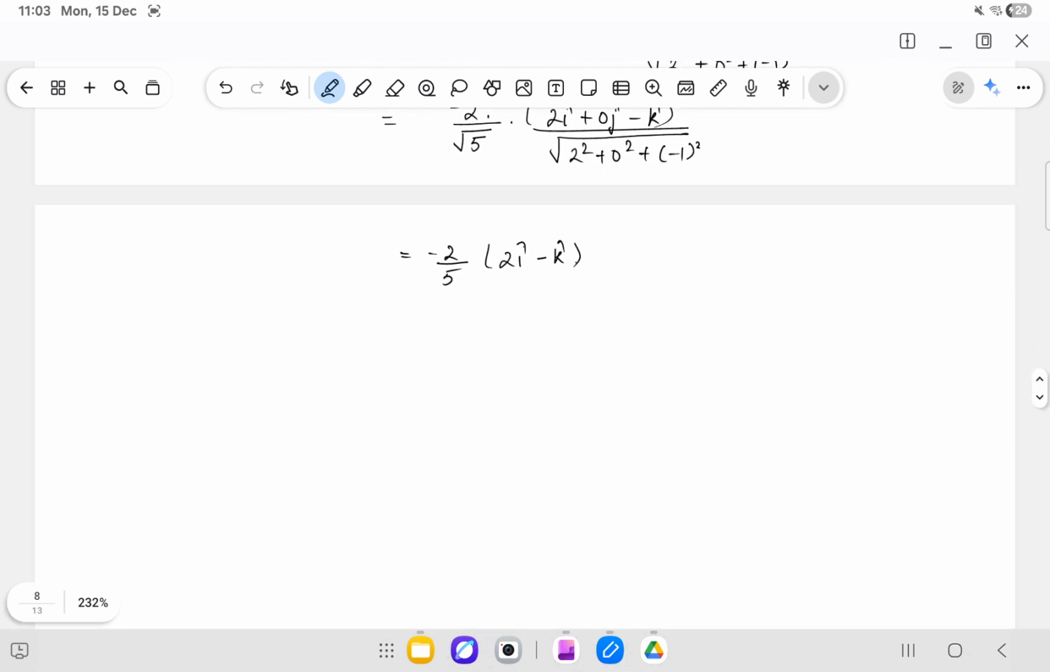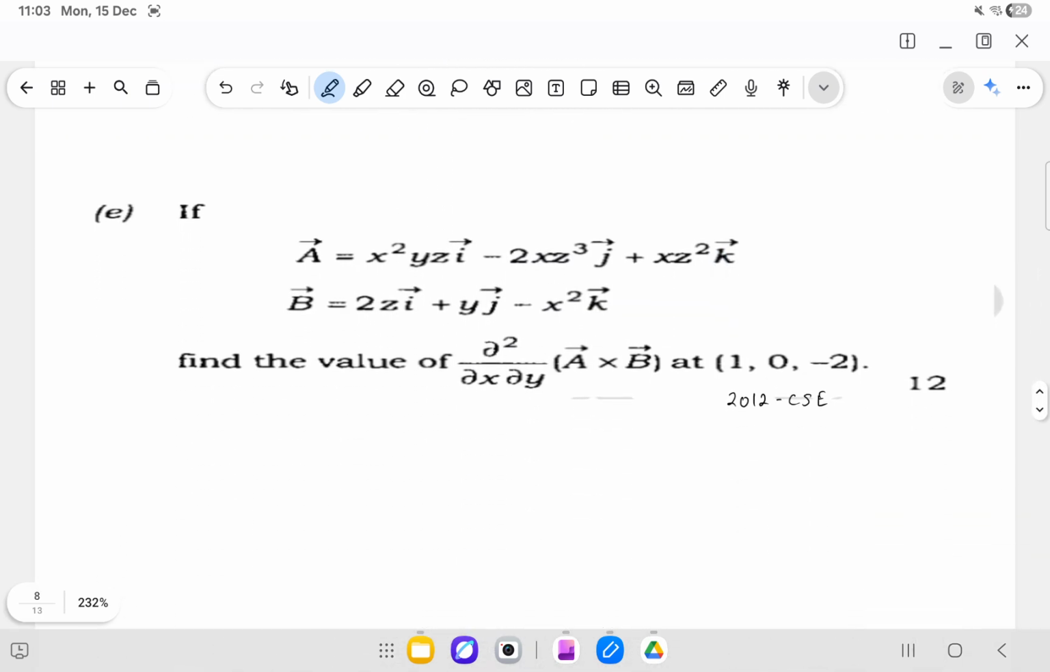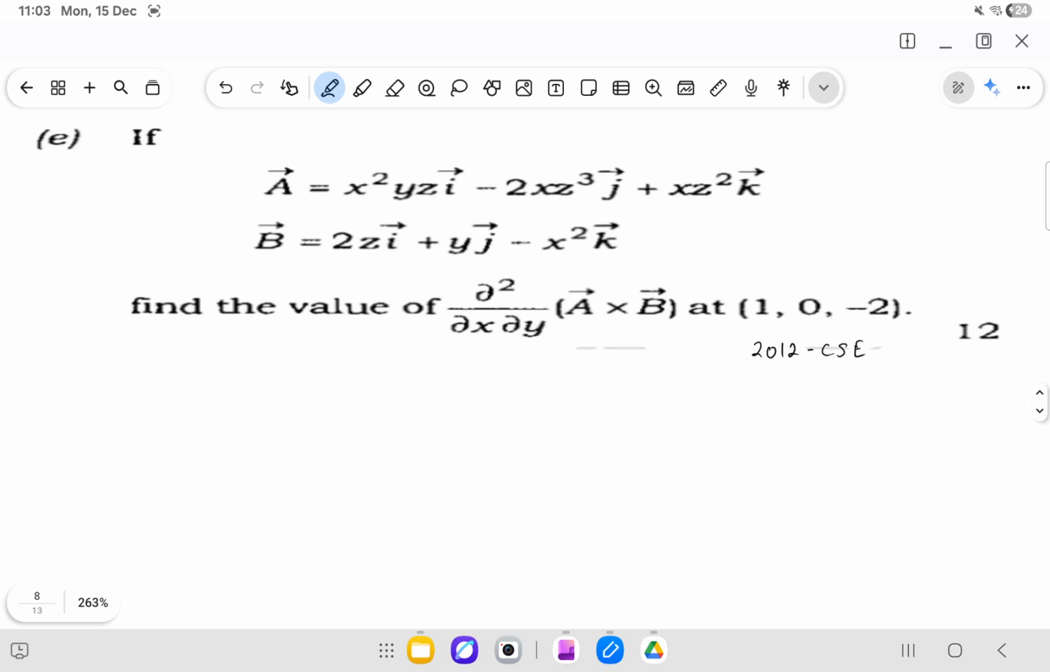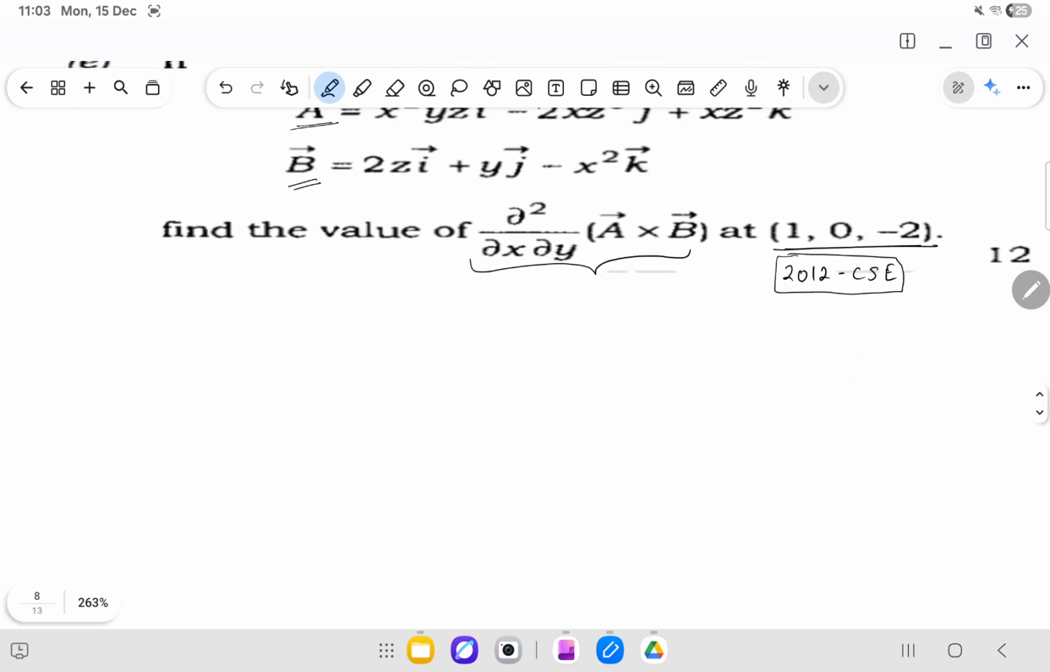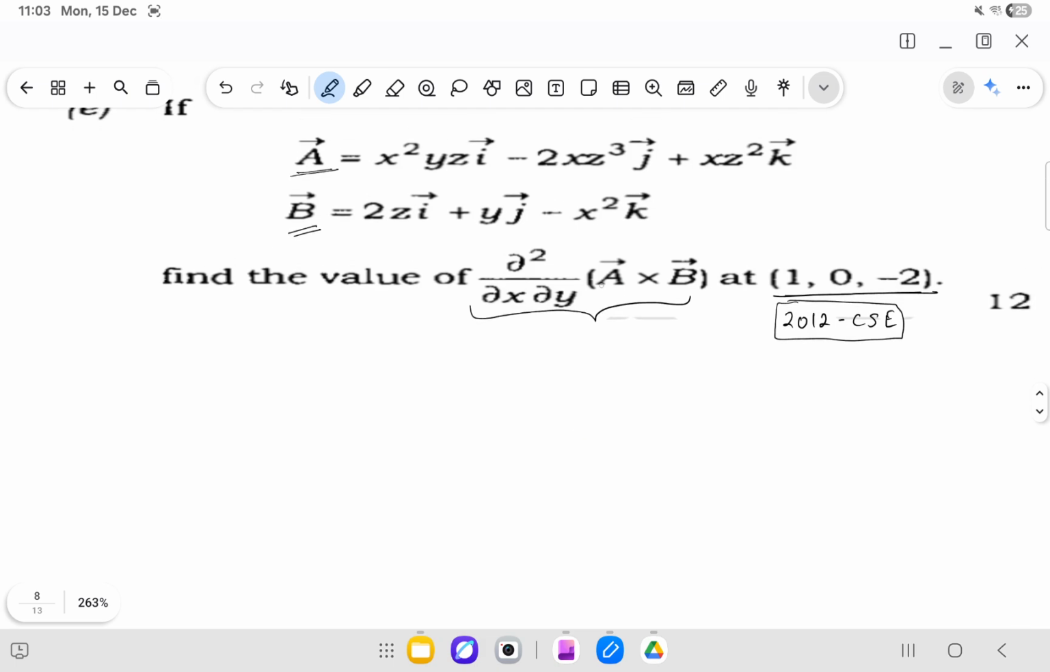So let's move on to discuss the next question. The next question is, they have given us a vector and b vector and we are supposed to evaluate this quantity at this point, and it was asked in the 2012 civil services examination. Now in order to evaluate it, first we need to evaluate a vector cross b vector. Basically we need to do the cross product of a vector and b vector.